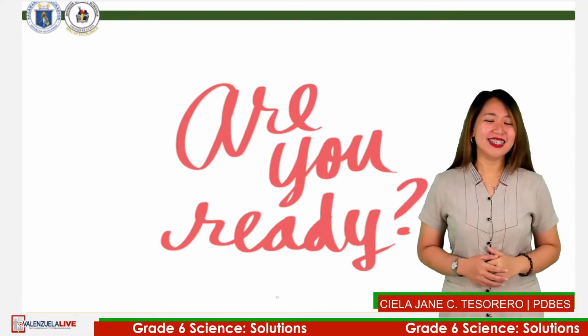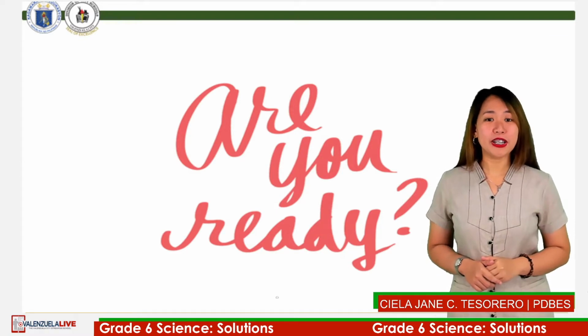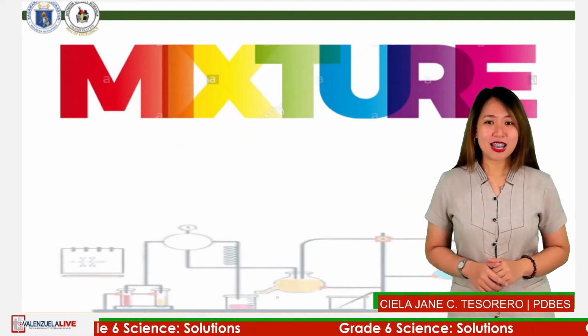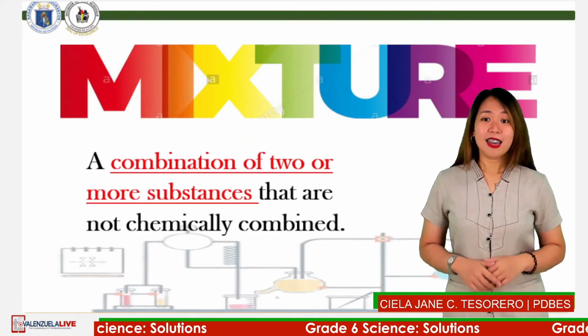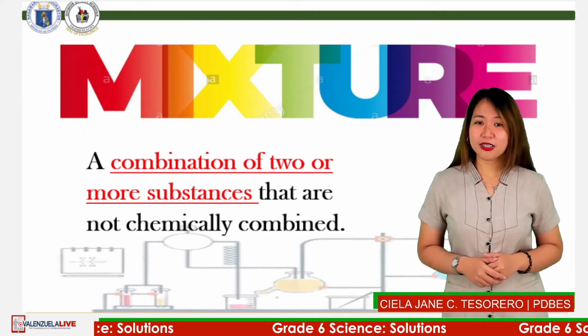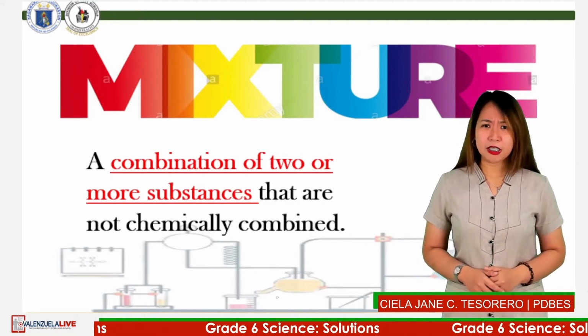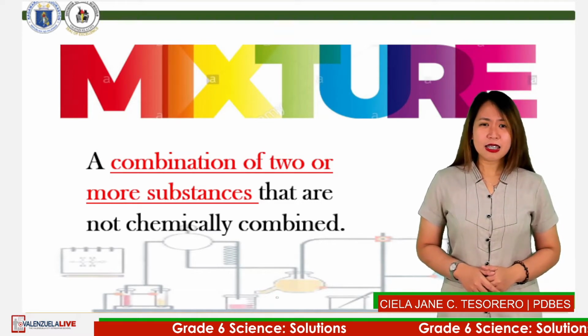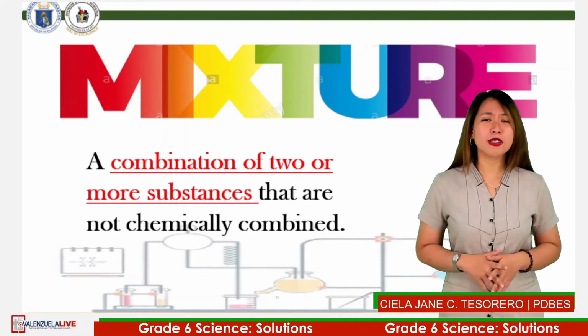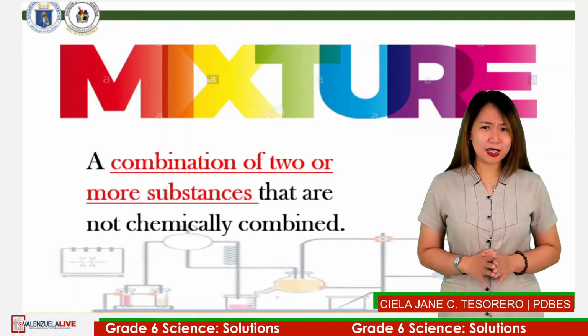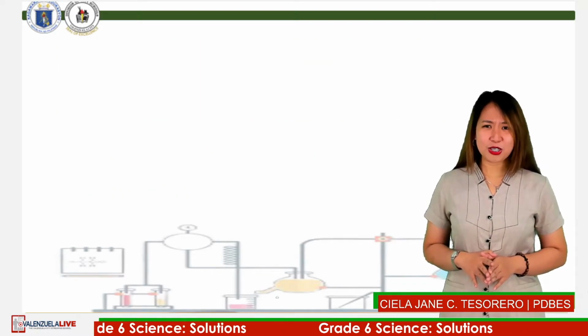Very good. So last week, we learned about mixtures. And when we say mixture, it is a combination of two or more substances that are not chemically combined. Since you are already familiar with mixtures, can you please help me identify the mixtures here?